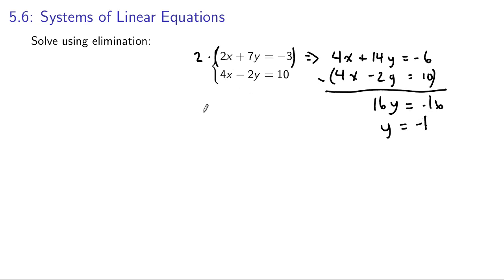Now back substitute. 2x, y is negative 1. Minus 7 is minus 3. Adding 7, 2x must be 4. So x must be 2. So our solution is x is 2, y is minus 1.